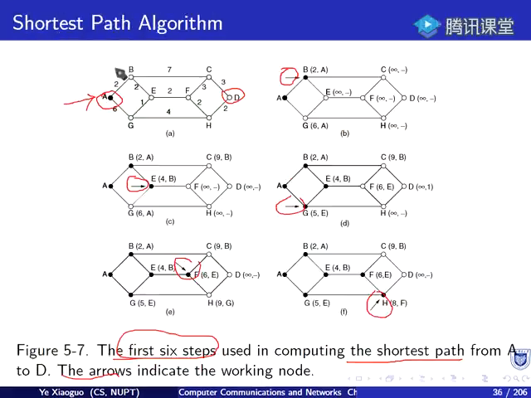The arrows indicate the working nodes B, E, G, F, and H. This is the first six steps. The first node is A. This kind of shortest path algorithm usually adopts Dijkstra's algorithm to find the shortest path from one node to another node. We will not discuss in detail how the Dijkstra algorithm works.